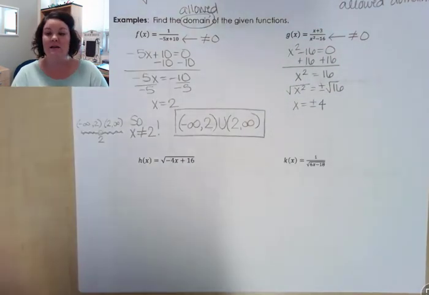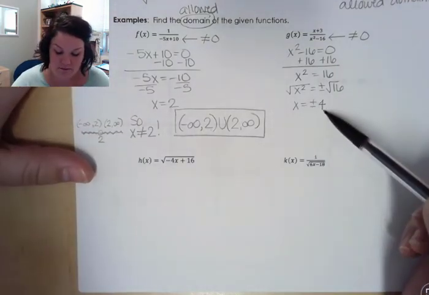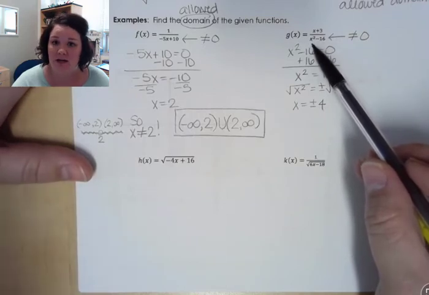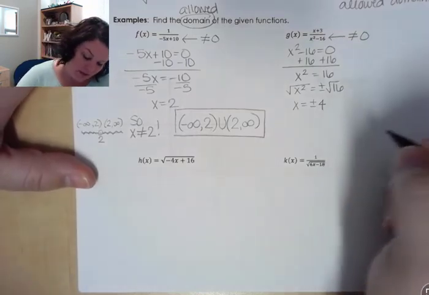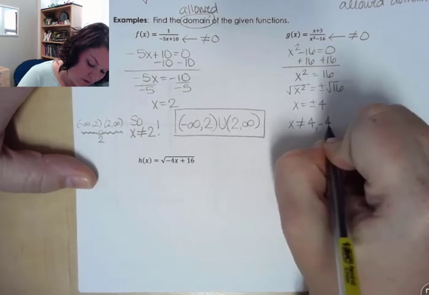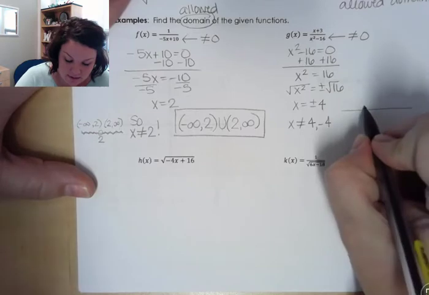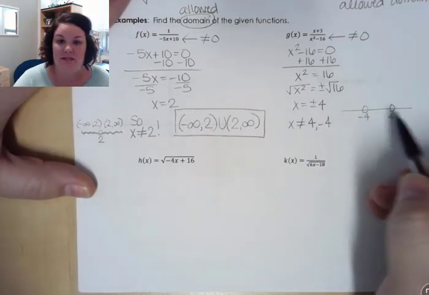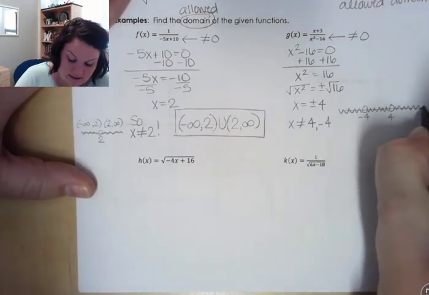So what this tells me is that x cannot equal a positive 4 or a negative 4, because if I were to plug in a positive 4 or a negative 4 into this denominator, it would cause it to be 0, which is not allowed, right? So x cannot equal positive 4 or negative 4. So again, if it helps, you can write it on a number line. Here's negative 4. Here's positive 4. It can't be those things, but it could be anything else on this number line.